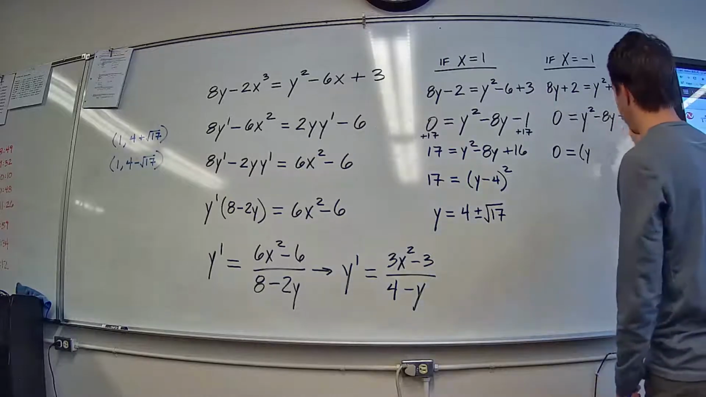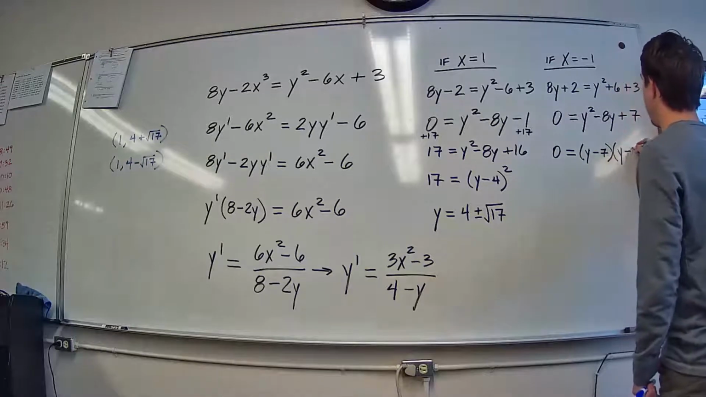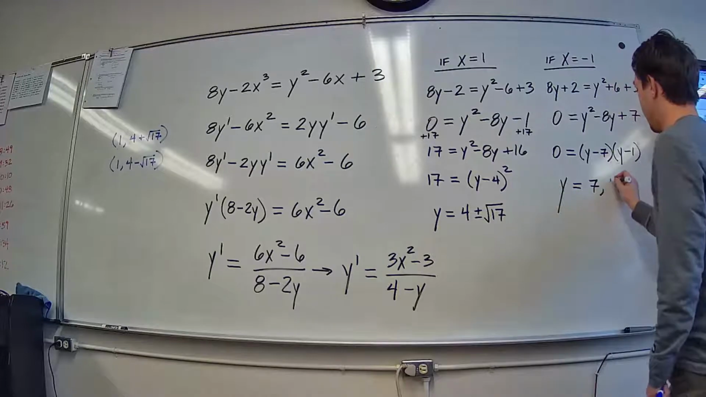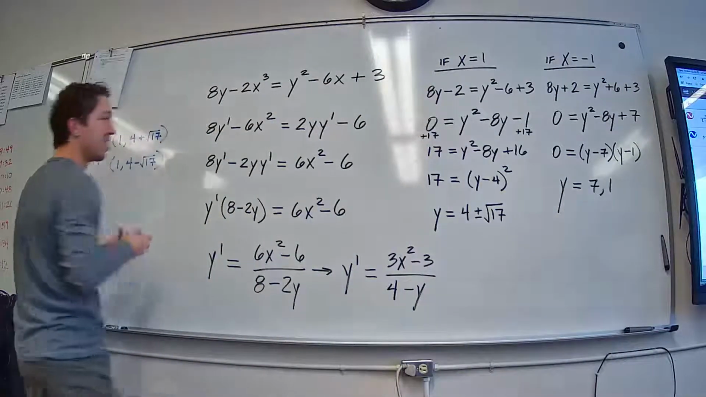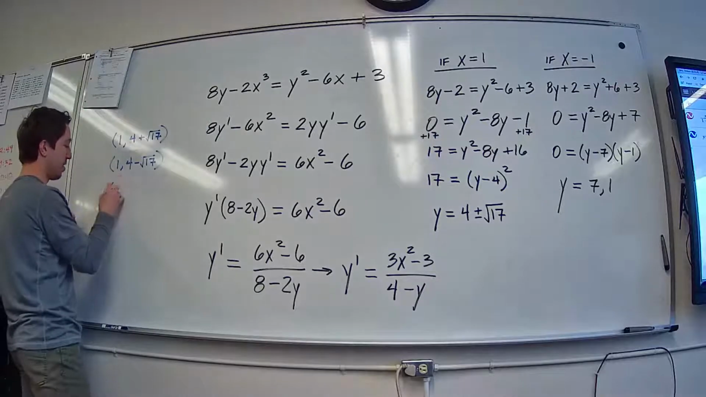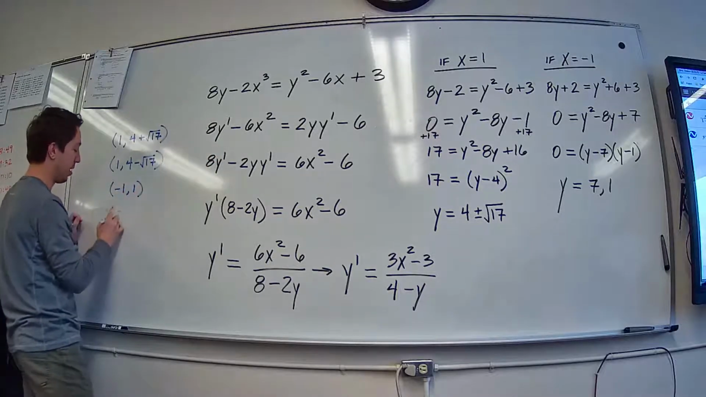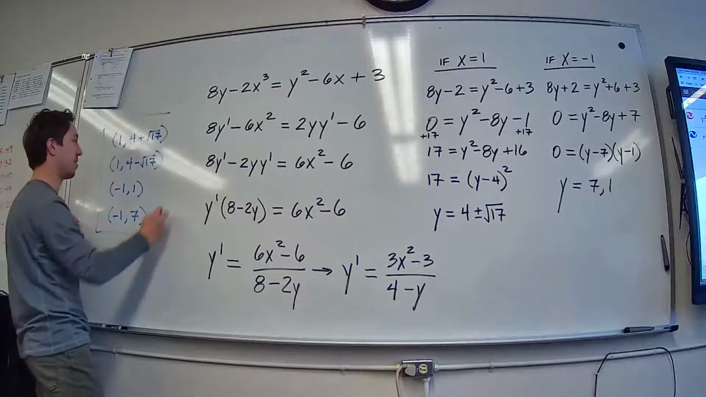So 7, which is... this one happens to be factorable. I forgot to add 4. So that means my other points are -1, 1, and then -1, 7. Isn't that a wacky collection of points?